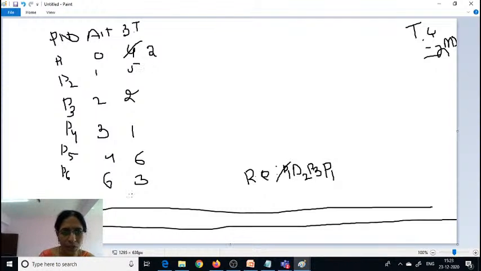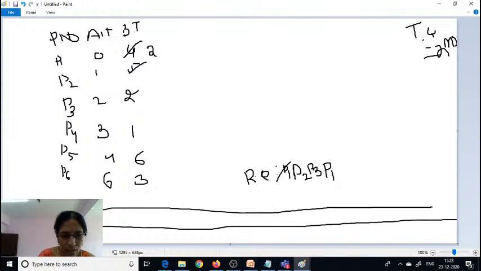Now P2 enters into the process. Okay, in the ready queue P2 is there next. Now P2 enters into the CPU. Now P2 executes how many milliseconds? That means the time quantum only, that is 2 milliseconds. Here P2 executes.